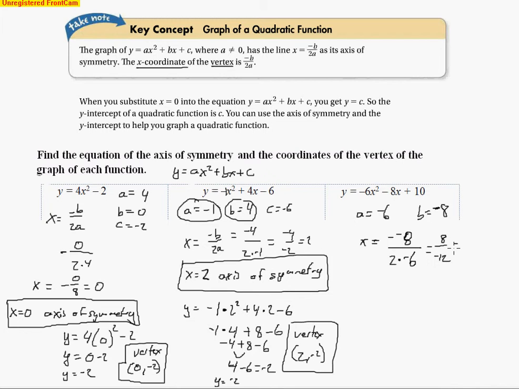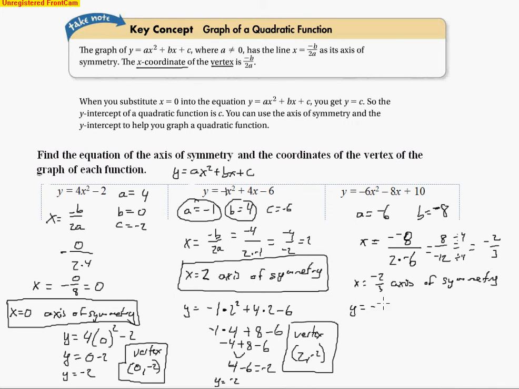So it's going to be a negative number. I'm going to reduce the fraction, take out that common factor, and that's going to leave me with a negative 2/3. So that's my axis of symmetry. X equals negative 2/3, and that's the axis of symmetry. So the next item is to substitute in. So I'm going to find out what y is.